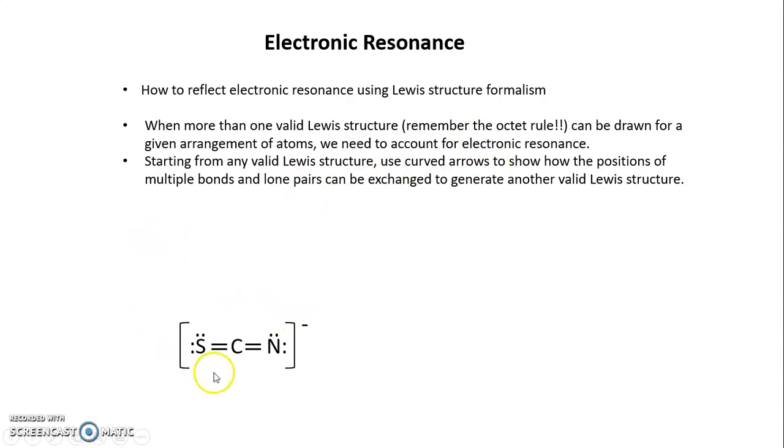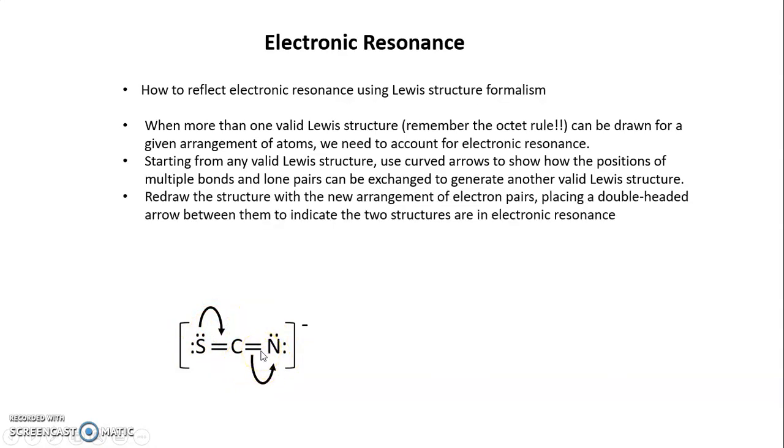So there's the structure we just drew for thiocyanate, and what we notice is that we could take this lone pair here and move it in. That's what that curved arrow is showing. And we can take this bonded pair here and move it out. In that case, we're still going to have the same number of electrons around the carbon. They're just going to be arranged differently.